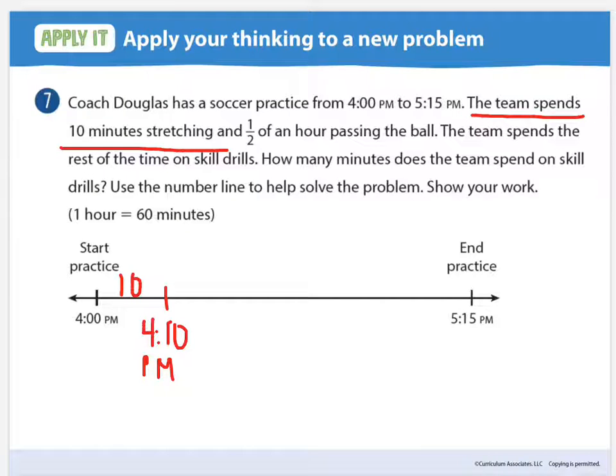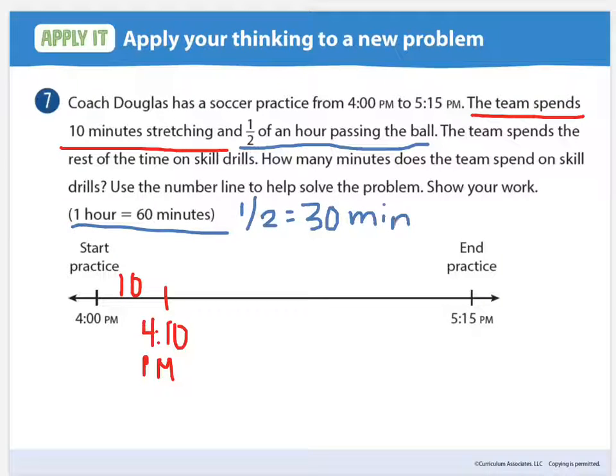Okay, then we know that they spend half of an hour passing the ball. So we know that 1 hour is 60 minutes, so half an hour is equal to 30 minutes. So we're going to put that on our timeline. 30 minutes later, they would be done passing the ball, which would bring us to 4:40 p.m.